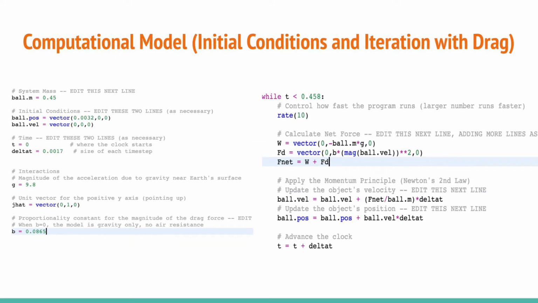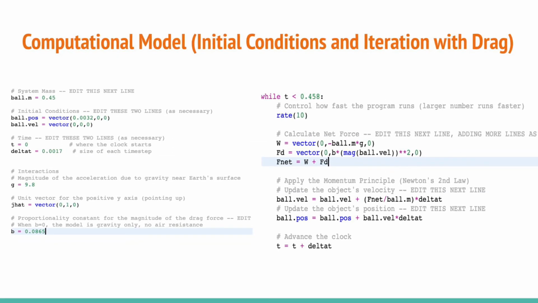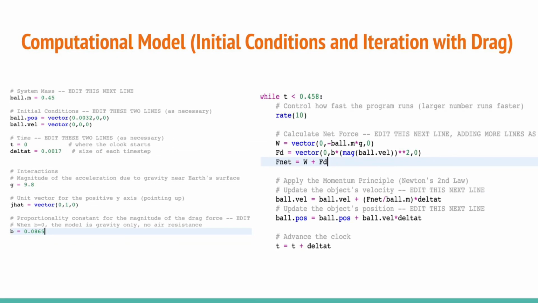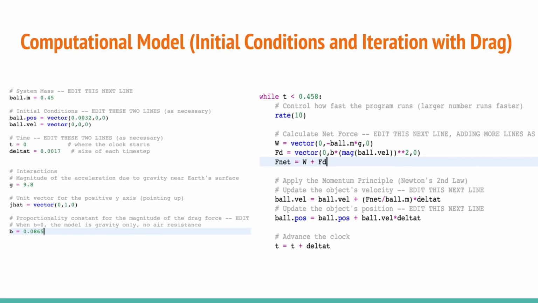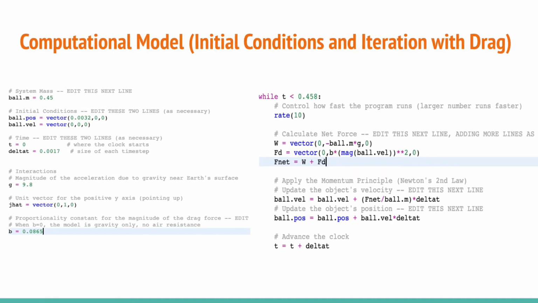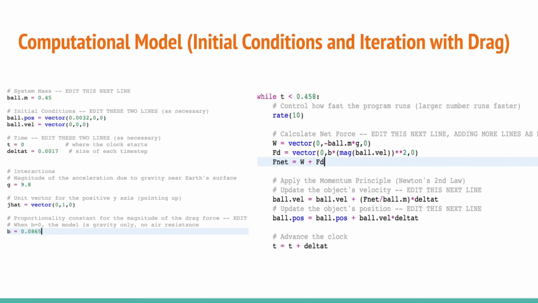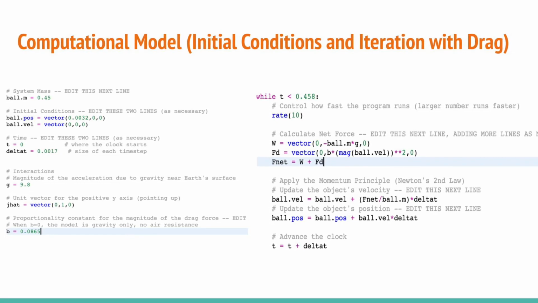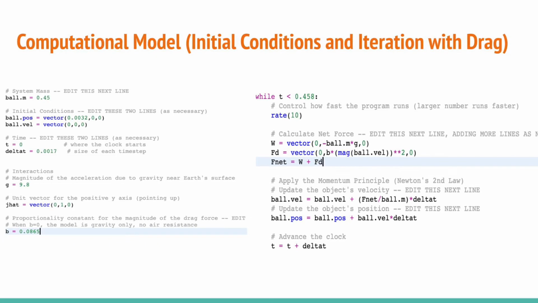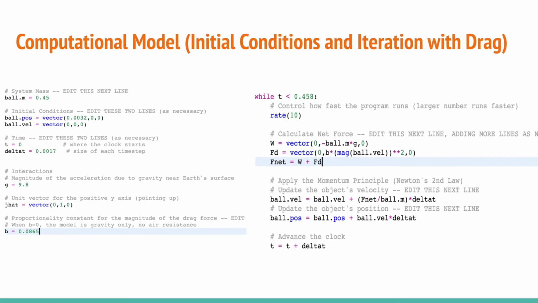These are my initial conditions for the computational model that does consider drag force. We can see a key difference here: my proportionality constant has a value of a non-zero positive number, which is 0.0865. This is the iteration step for my computational model considering drag force also. This code is different than my other computational model because I am now factoring in both drag force and gravitational force into my net force calculation.